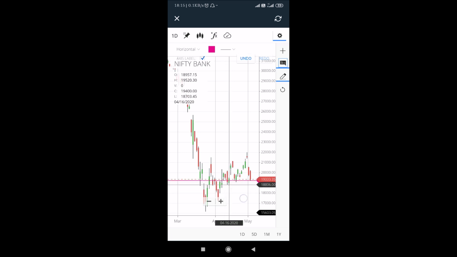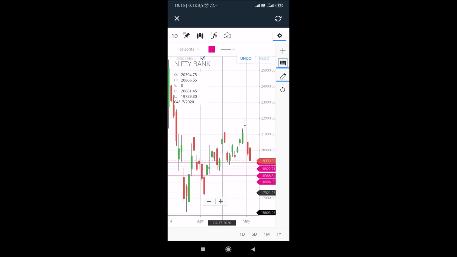And the targets one can expect are this particular level, the first target, the second target, and a major support zone. So these are the 3 or 4 targets that you can expect in the Nifty, Bank Nifty. Firstly, you can sell below the low of this candlestick, and the first target that you can expect is at 18,800.